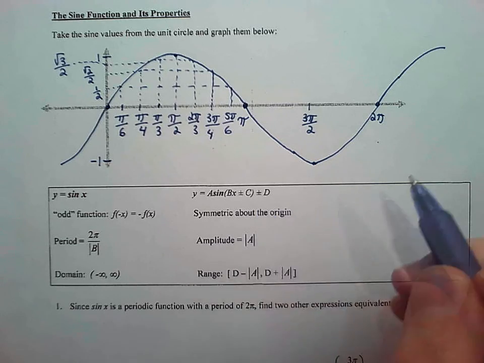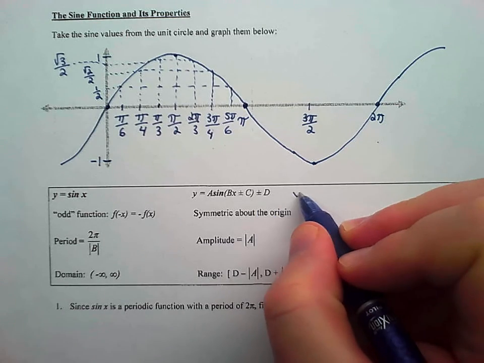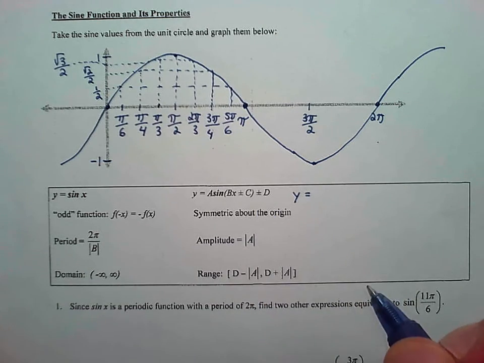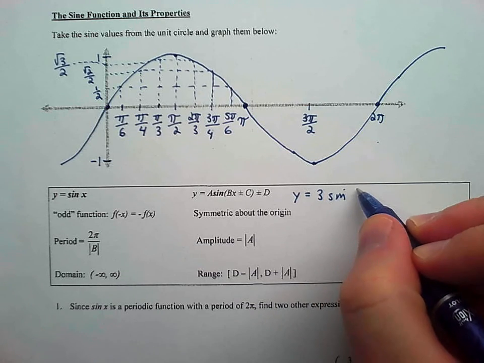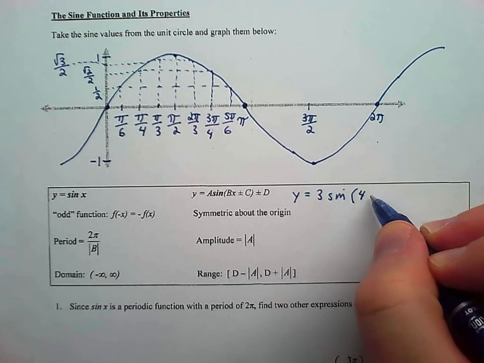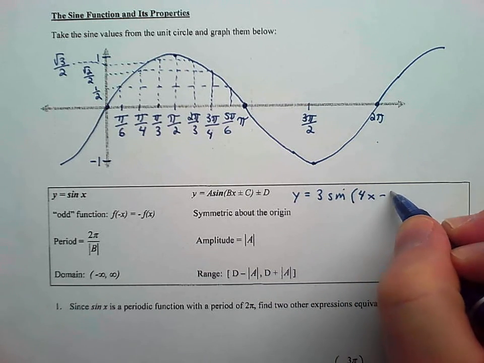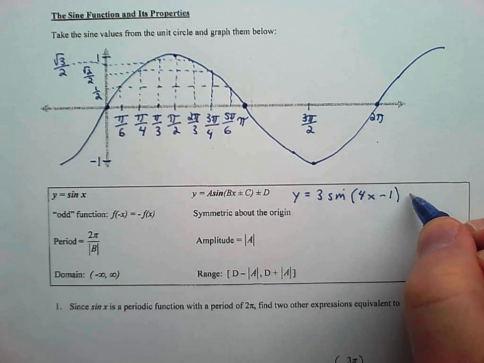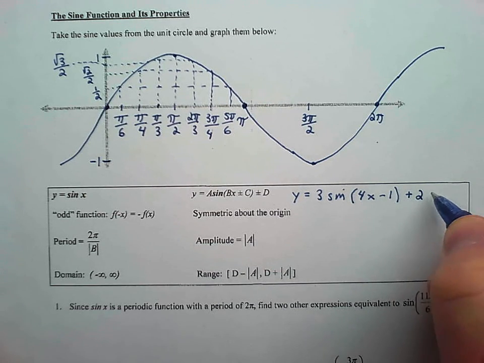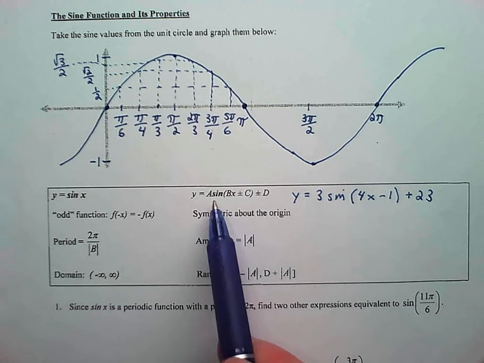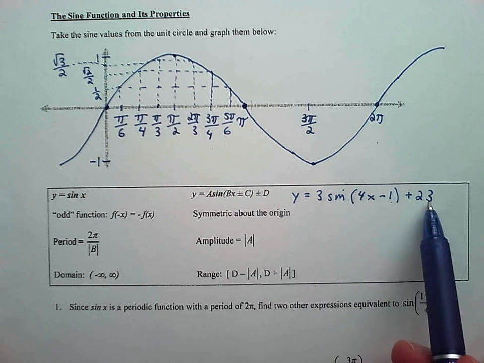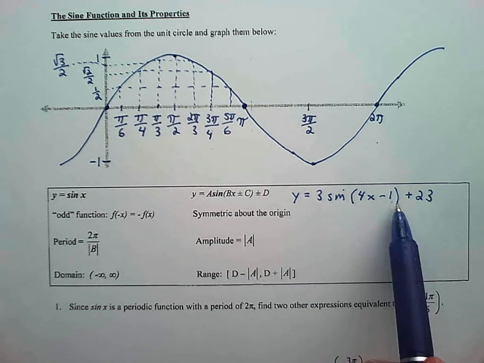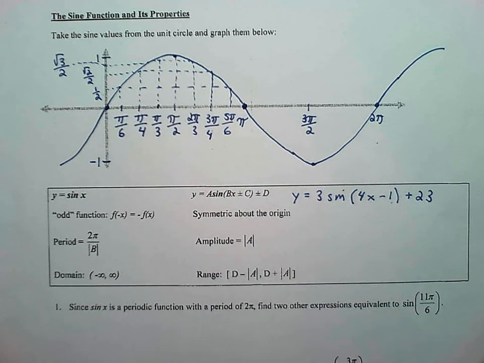So we have a different way that we can write this. One example of this, and I'm just going to come up with random numbers now, might be 3 times the sine of 4x minus 1, and then we can maybe add 23 to this. So here I'm just plugging in different values for a, b, c, and d, and again, c and d can each be positive or negative.